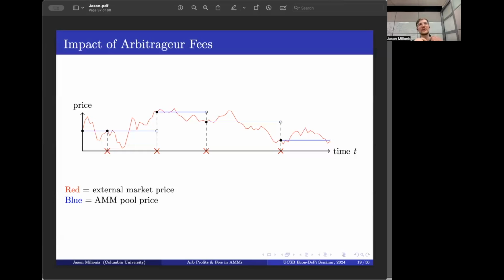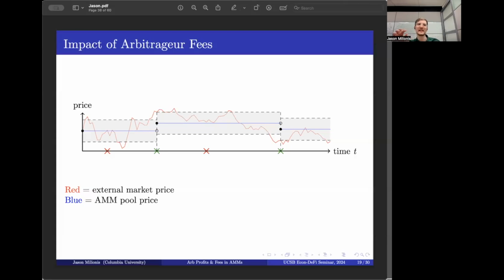Now it's time to also introduce fees being paid at these moments that the arbitrageurs can rebalance the pool. The effect is basically going to be that you're going to have a region on which the arbitrageurs will not trade. This is the gray shaded region. This shaded region moves around because it depends on the current pool price. So this gray shaded region is always a price that is around the current AMM pool price.